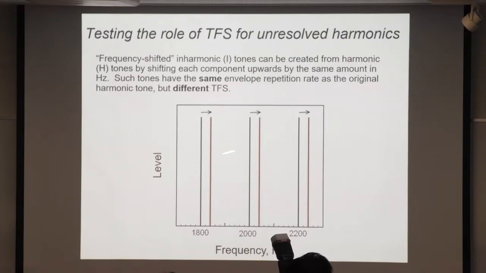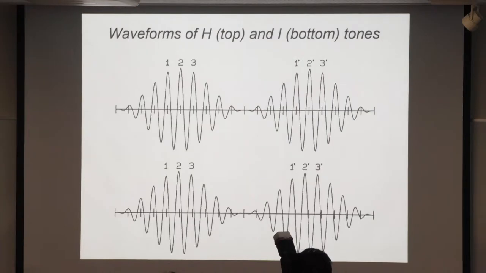In this example, the envelope repeats 200 times per second for both the harmonic and the inharmonic tones, but that frequency shift slightly changes the pattern of the temporal fine structure. And that's illustrated here. These are the waveforms of the tones that I just illustrated. And this is the harmonic tone shown at the top. And we imagine that nerve spikes would occur at these prominent peaks in the temporal fine structure, labeled 1, 2, and 3 here, and 1, 2, and 3 here.